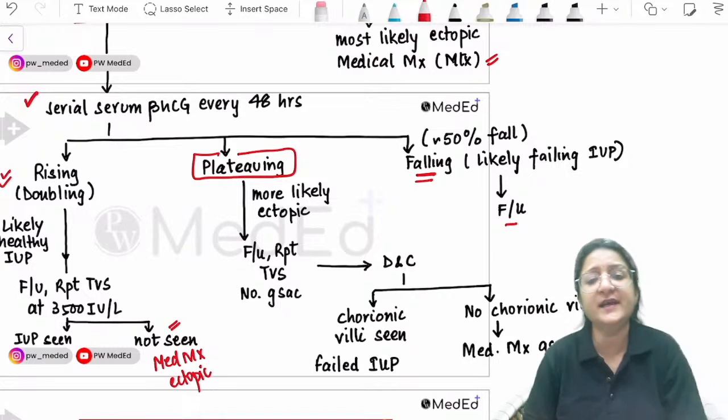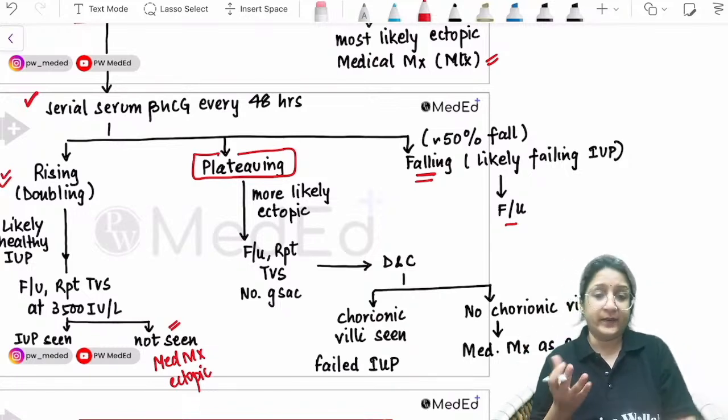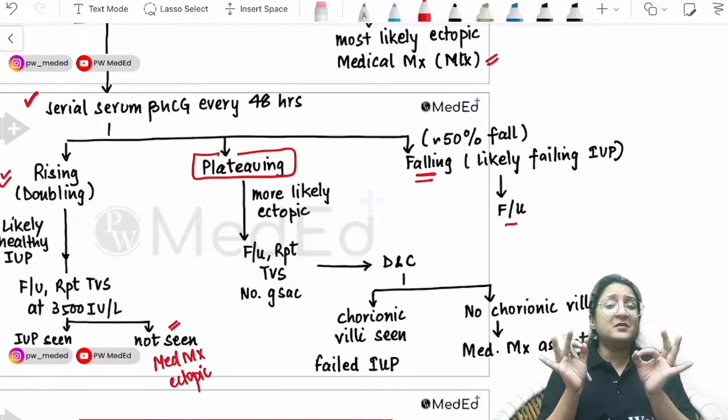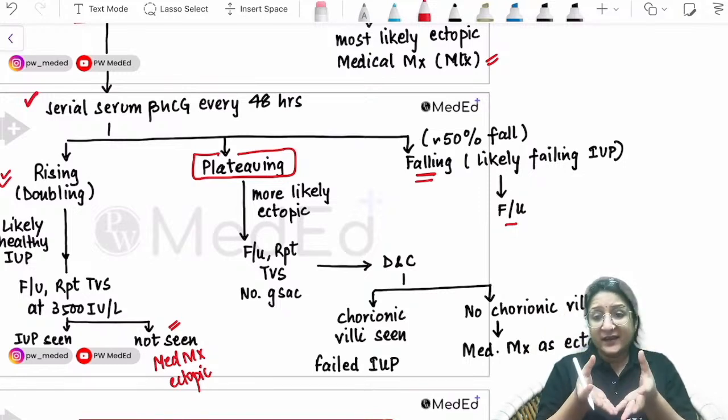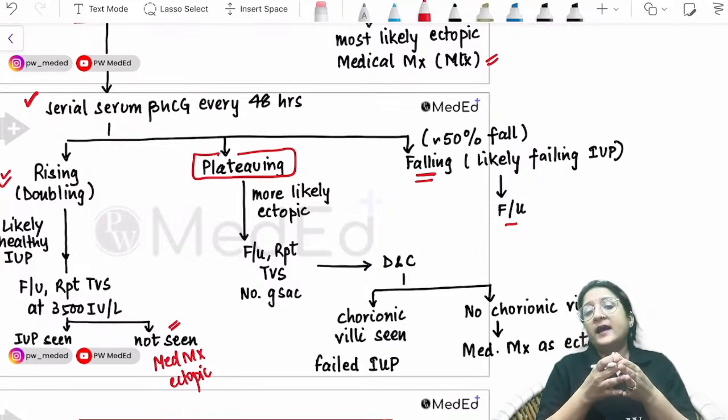And if there are plateauing levels of beta HCG, then it is more likely an ectopic. Now see, more likely, mark my words, more likely an ectopic. But it could be anything. It could be a slow growing intrauterine pregnancy. It could be a failing intrauterine pregnancy. I don't know. But yeah, it does definitely look like an ectopic.